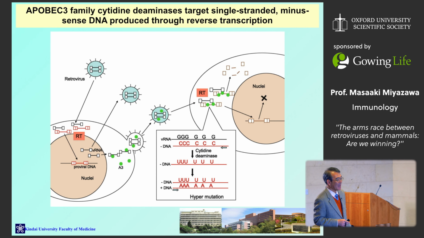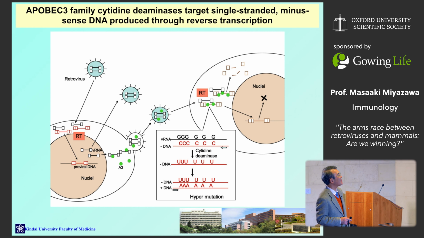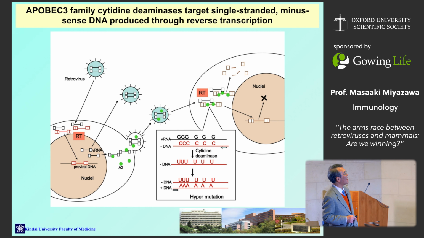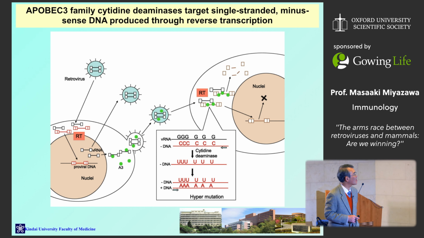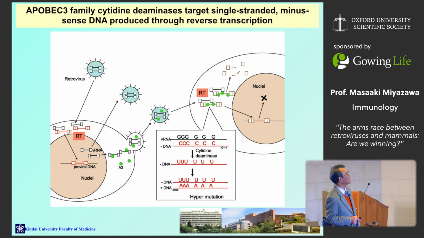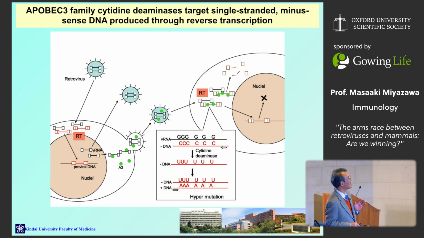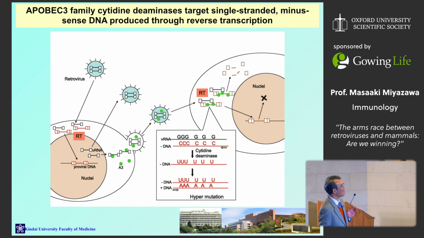So what is ApoBex3? ApoBex3 is cytidine deaminase. And in the first infected cells, the retrovirus, as I told you, reverse transcribed the RNA genome into DNA and integrated it into the cellular chromosome. And when it is expressed, it produces viral messenger RNA, which works also as viral genome. But in the infected cells, ApoBex3 protein is also produced, and it integrates into the budding viral particles.